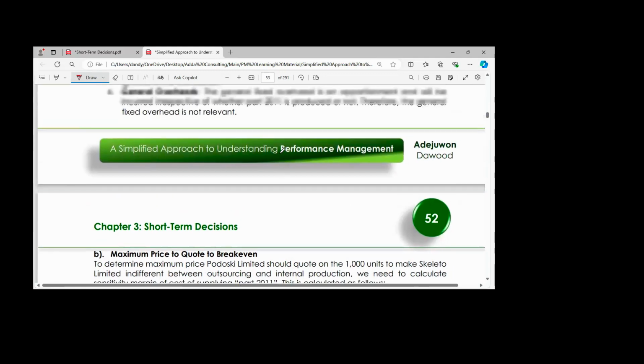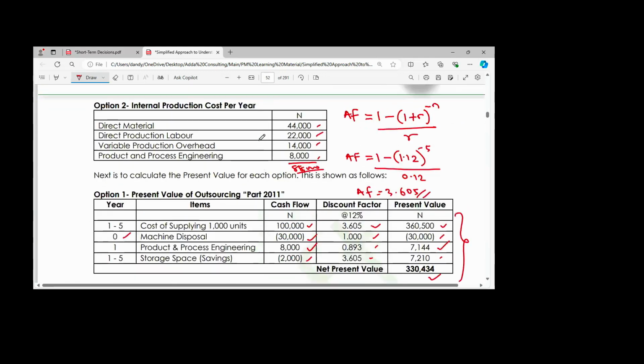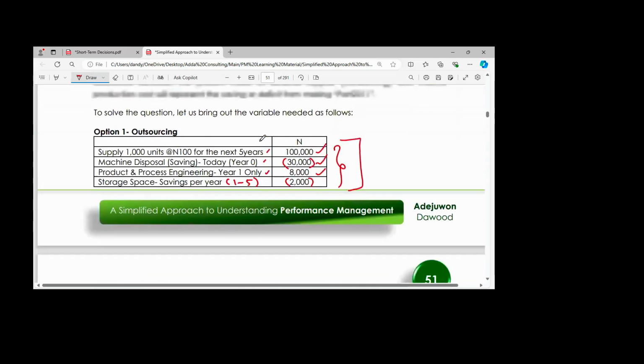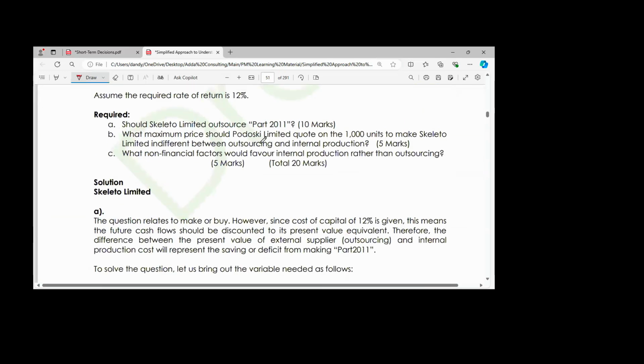Then the number B part of the question, quickly within the next 2 minutes. The examiner is asking you, what maximum price should KK Limited quote on the 1,000 units to make DG Limited indifferent between outsourcing and internal production? What the examiner is simply asking you is to calculate the sensitivity margin of the supplying cost. You know, the total supplying cost is 100,000 naira. We want to supply 1,000 units at 100 naira.